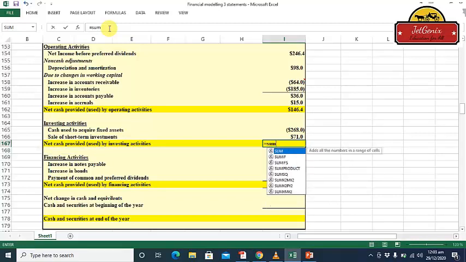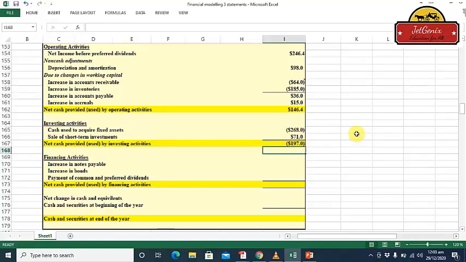sum. You can just type the sum. Double click here and add these two values, and now you can see that the net cash provided by the investing activities is negative, and this is just because of the investment in fixed assets, because in fixed assets we have invested 268 million, while we have 71 million in cash inflow. So if we subtract the 71 from the 268, we find 197 million dollars.